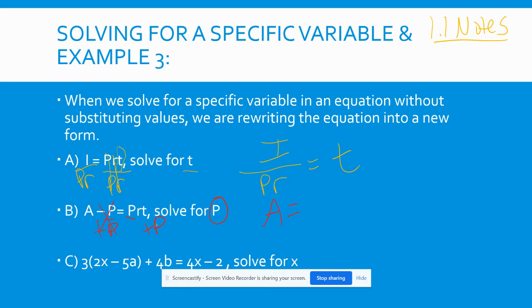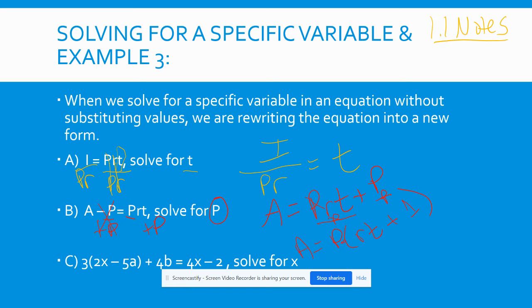Now, I can't actually add the p and the PRT. They aren't like terms. So instead, we're just going to write them like this. Now I can work on getting p alone. You notice that for each term, it has a common factor of p. So we're going to take out that common factor of p, which means we're dividing by p from both terms. Simplifies out on the left side, leaving us with RT plus p divided by p is 1.